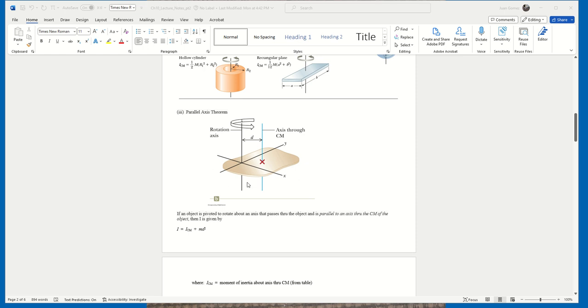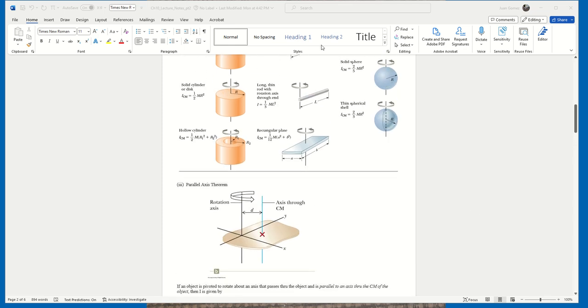Now even though this object is not some regular geometrical shape, the mass is still distributed uniformly. So this axis indicates the center of mass of the object, and the blue axis passes through the center of mass. But what if I want to pivot this object, so instead of rotating about the axis through the CM, it rotates about an axis that's parallel to this axis. See, this rotation axis is parallel to the axis through the CM.